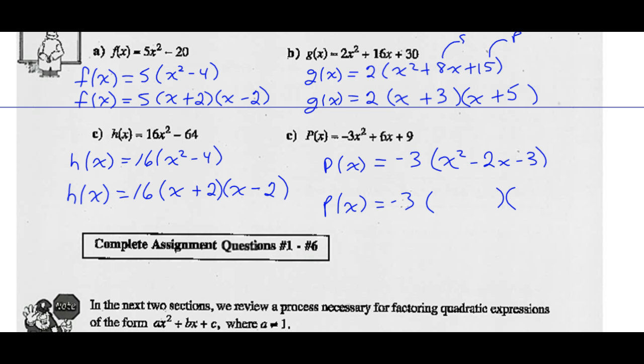Make your two sets of brackets. There's only one way to get to x squared, so I put an x in the front. Ask yourself, what two numbers have a sum of negative 2 and a product of negative 3? Well, there's only one way to multiply to 3. That's 3 times 1. If I want to get a sum of negative 2, that has to be negative 3 plus 1 adds to negative 2. Negative 3 times 1 multiplies to negative 3. All right?